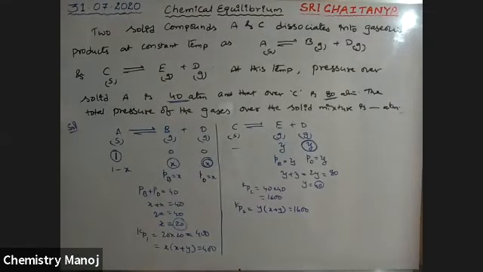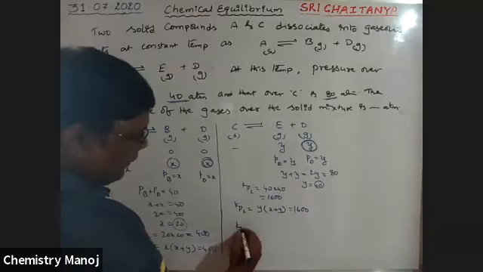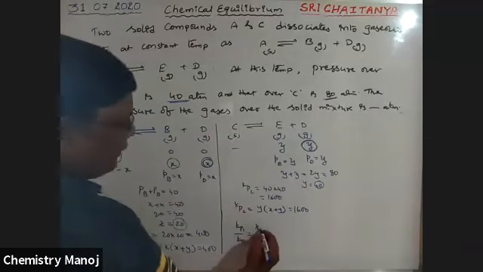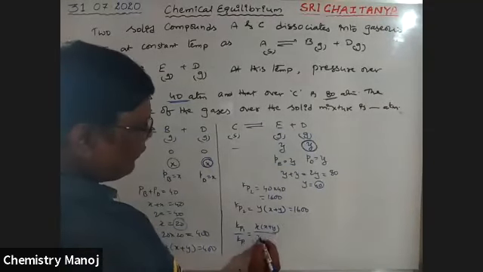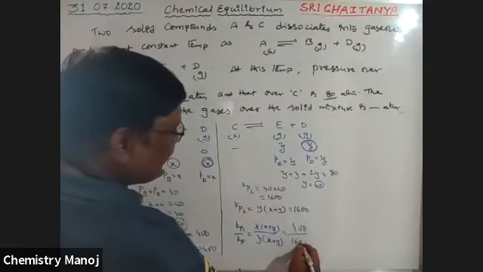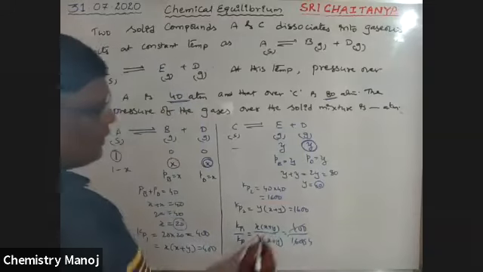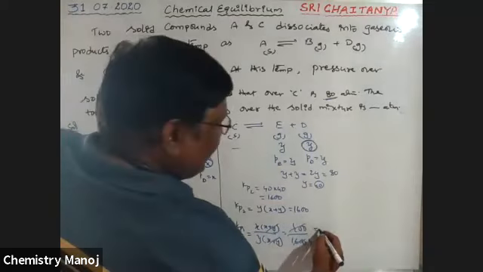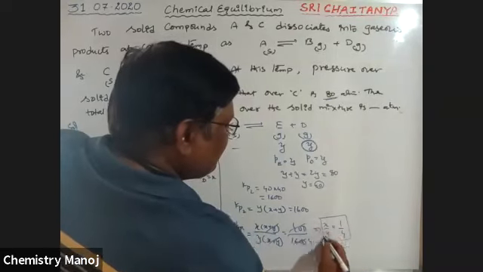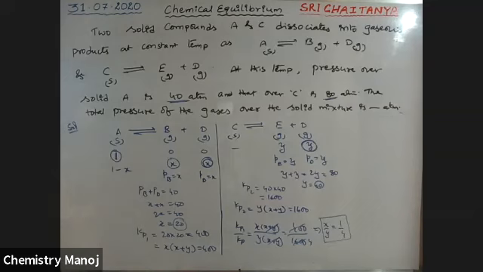Now I am trying to calculate Kp1 by Kp2, which is equal to x into x plus y by y into x plus y, equal to 400 by 1600. It is 4 times, so the x plus y terms cancel. That implies x by y is equal to 1 by 4. It is very, very important.